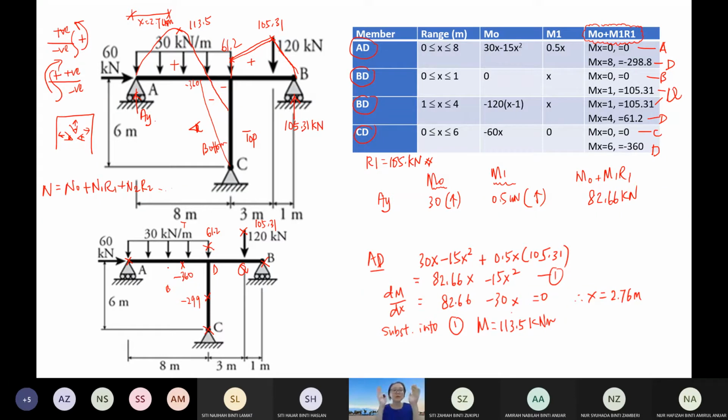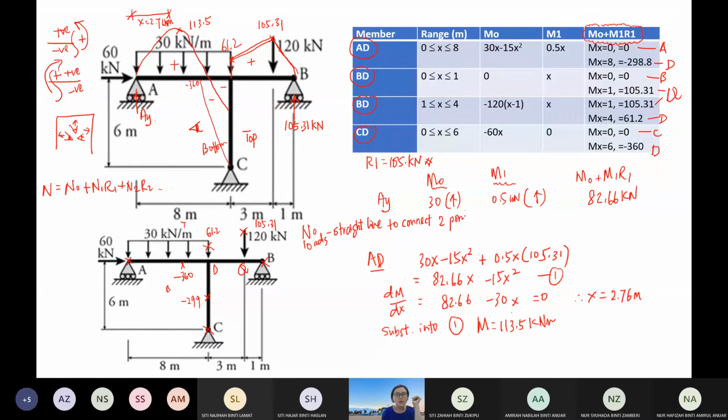Now I have placed all the important points for the bending moment. I need to connect these points with lines. Normally there are two types of lines. The first is a straight line. A straight line happens when there are no loads acting on the member, so you get a straight line to connect two points.